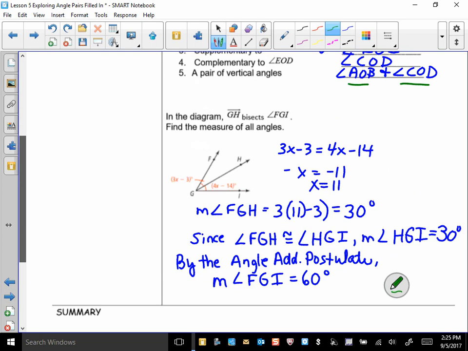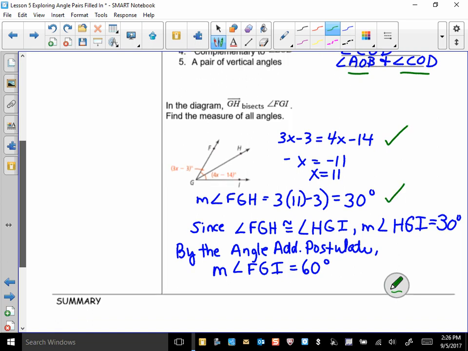All right, and finally, in the diagram, GH bisects FGI, find the measures of all angles. Well, first we use what we know about angle bisectors that tells us these two angles have the same measure, solve for x, and then we just used substitution to get the measure of FGI. Then we know that HGI has the same measure because an angle bisector divides an angle into congruent angles, so we get 30 degrees for that.